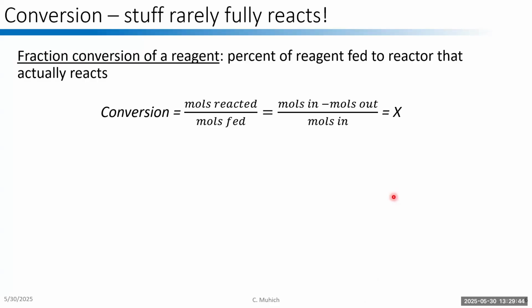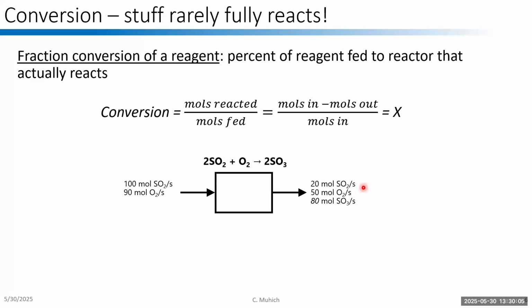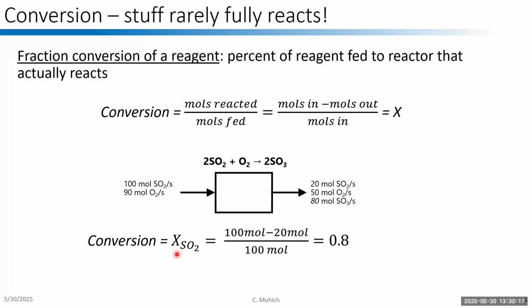Conversion is the fraction of a reagent fed into a reactor that actually reacts. So conversion, or sometimes we refer to this as X, is the moles reacted divided by the moles fed. Or in other words, the moles that go into the reactor minus the moles that come out of the reactor over the moles that went into the reactor. So again, looking at our SO2 plus O2 case, if I feed 100 moles of SO2 into the reactor and I get 20 moles of SO2 coming out, I can look at the SO2 conversion by taking the 100 moles that went in minus the 20 that came out over the 100 that went in. I have an 80% conversion of my SO2.